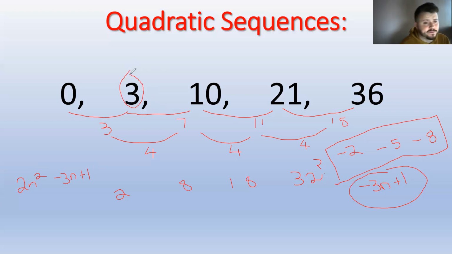So let's replace n with 2. So we have 2 squared is 4. 2 times 4 is 8. So we've got 8 here. Subtract 3 times 2. So subtract 6 plus 1. Let's do the maths. 8 subtract 6 is 2 plus 1 equals 3. So the nth term has worked. This is the nth term of this quadratic sequence.